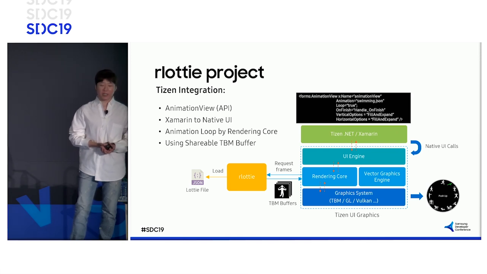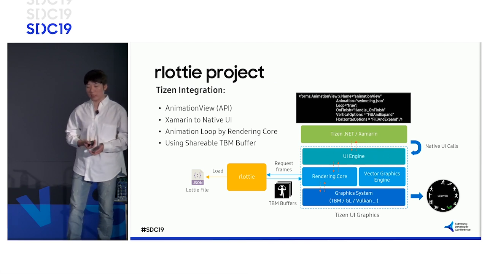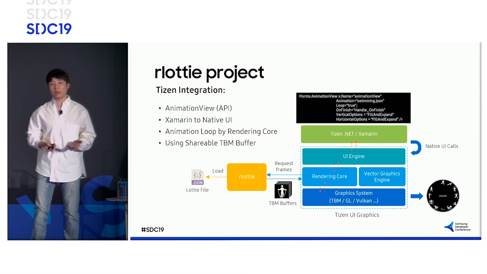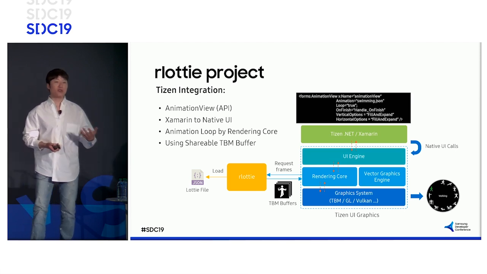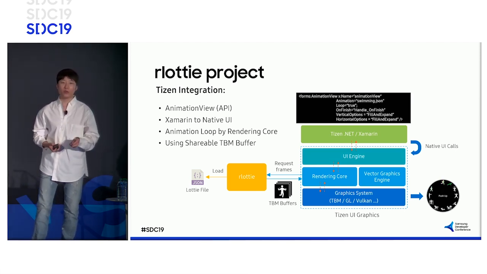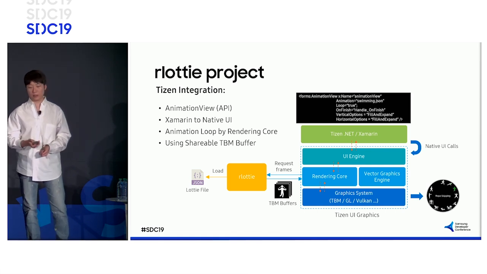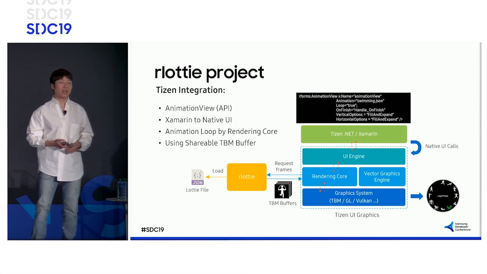Now, rlottie is inside Tizen as the Lottie player, integrated with the rendering core directory. Here, the rendering core has a role for canvas and drawing. It's tightly communicating with the lower graphics backend and the higher UI engine. And here the UI engine provides native UI controls such as window, view, scroller, buttons, and some others. And upon this, Tizen sets a Tizen .NET runtime and Xamarin frameworks that expose C# and Xamarin interfaces.